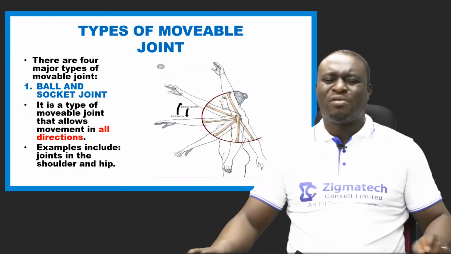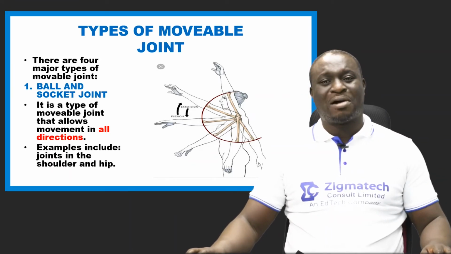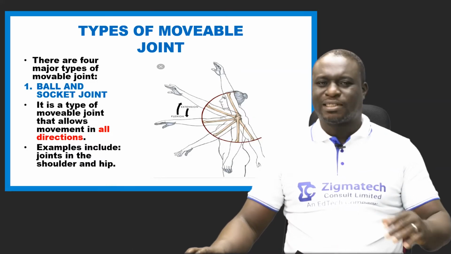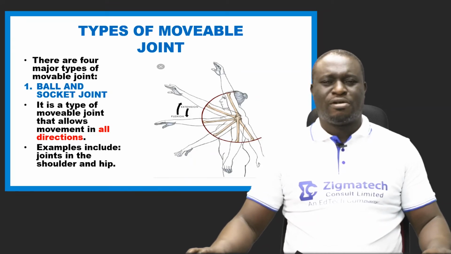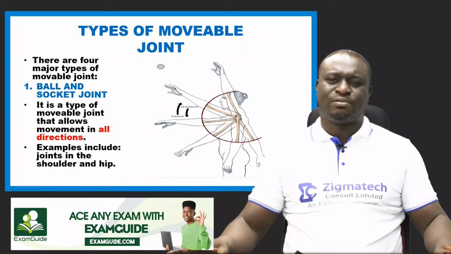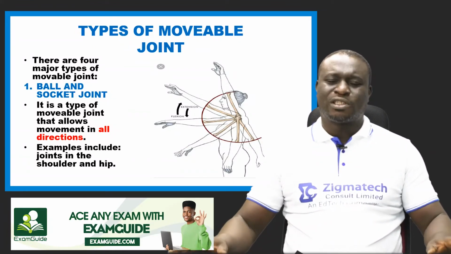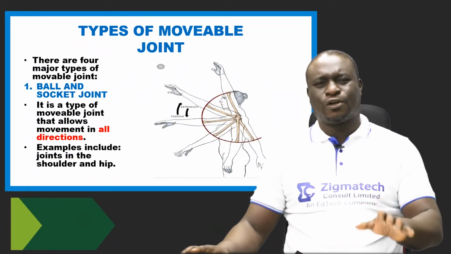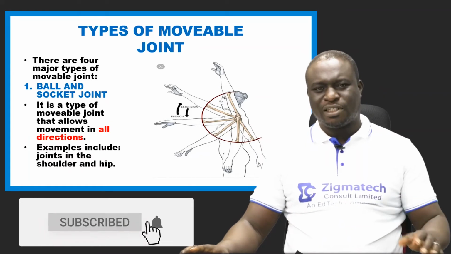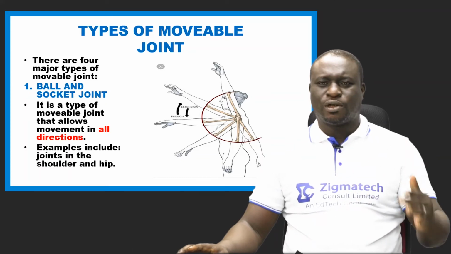Now let's take a look at the types of movable joints. We have just looked at an example of an immovable joint. Now there are basically 4 types of movable joints, and we're going to be looking at these 4 types. The first one on the row is the ball and socket joint. You must have heard me say ball and socket joint when we were discussing the pectoral girdle.